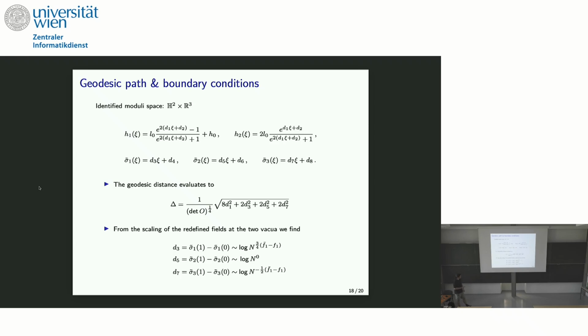So the distance is expressed as the sum of these coefficients, okay? And these coefficients are defined at the boundary. So if I go to the boundaries, I can write down these coefficients, and we see that they strongly depend on the scalings, on the difference between the scalings of those two vacua. If we had assumed our internal space to be isotropic, those 3 coefficients would be equal.